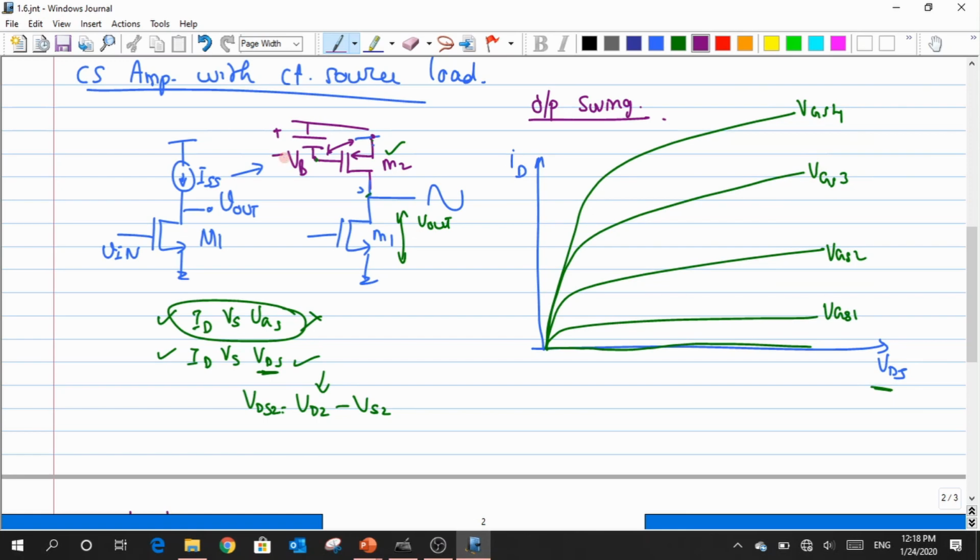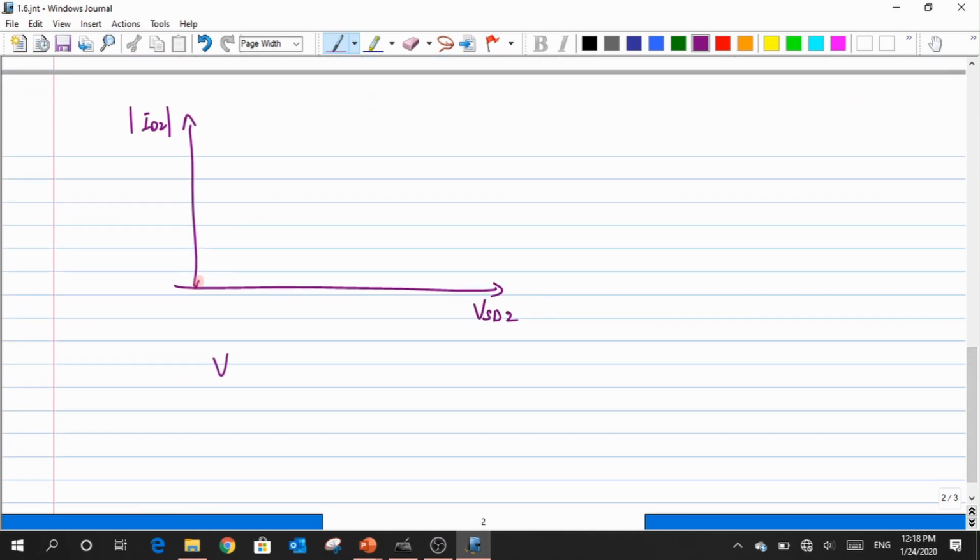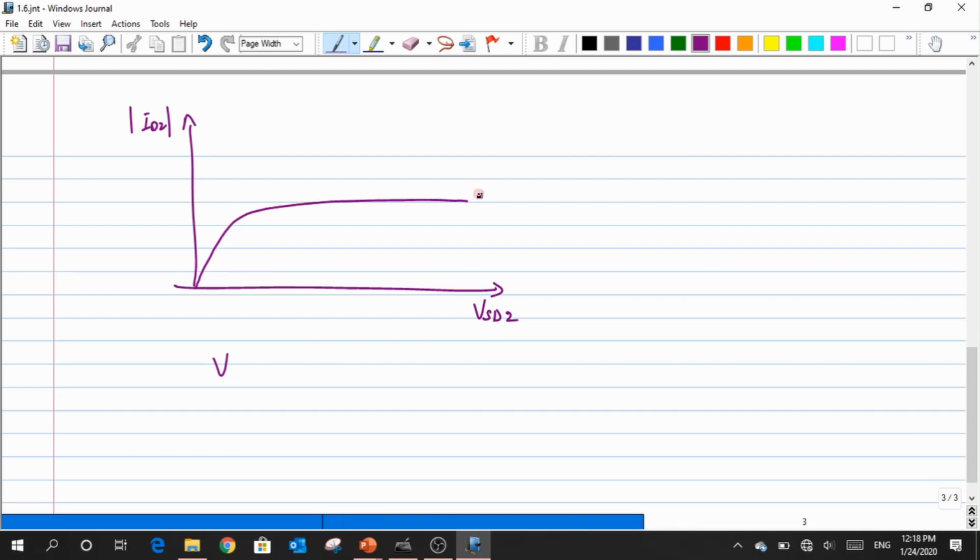Now, whenever I have this fixed value of VGS for M2, will I have a bunch of lines like this, or will there be only a single line that I have to plot? It will be a single line, right? So when I plot the same, I would get a characteristic where this value is nothing but my VSG, and that's supposed to be equal to my VB. Okay? Is that clear? Yeah.